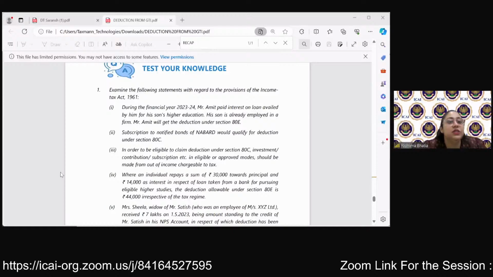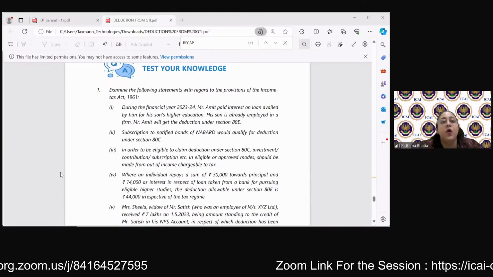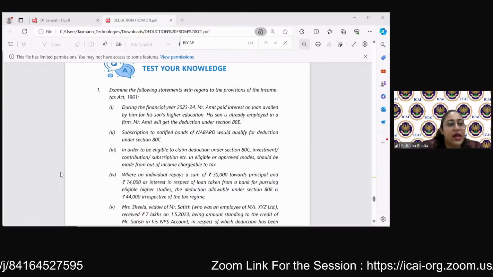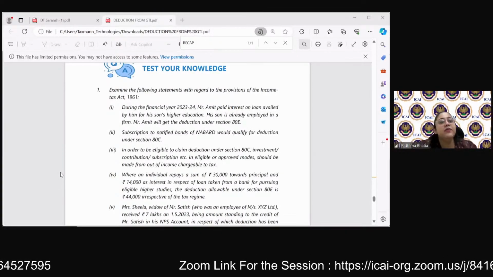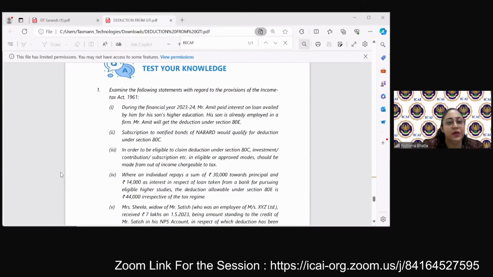Pooja, additional deduction under section 80CCD subsection 1B, correct, is flat deduction of 50,000, provided it is within the actual contribution. If actual contribution is 30,000, then additional deduction under 80CCD 1B would be 30,000 only. Okay.